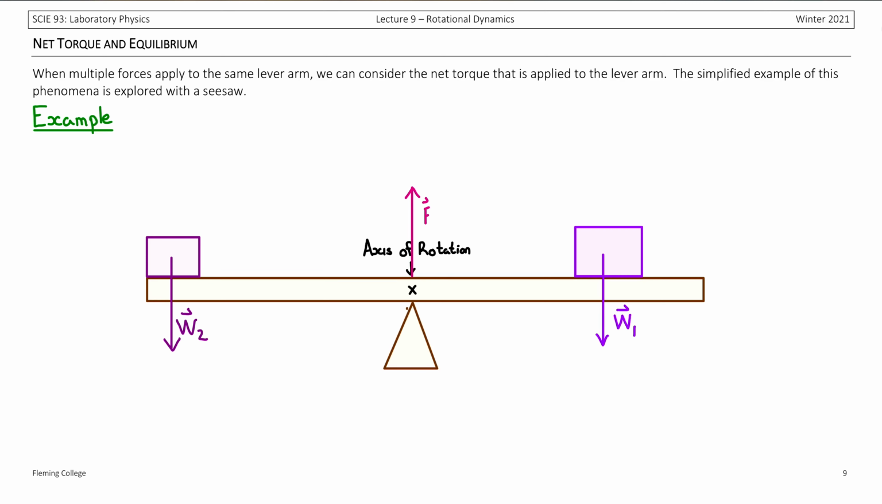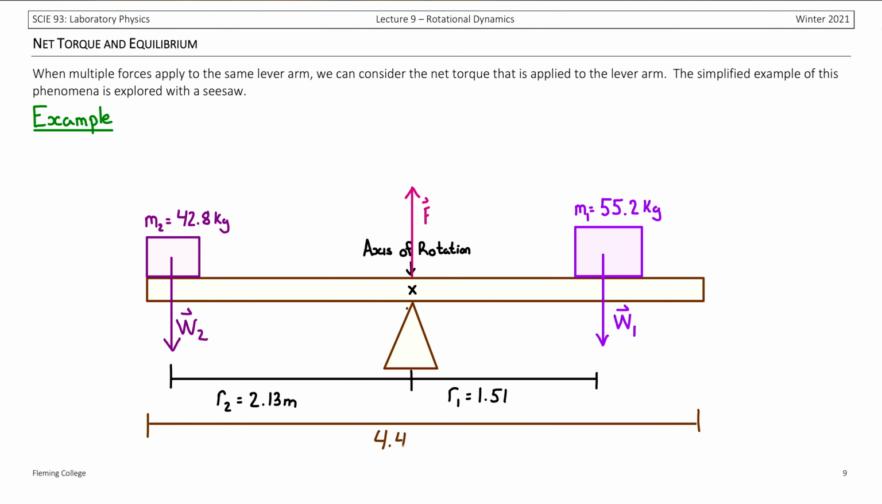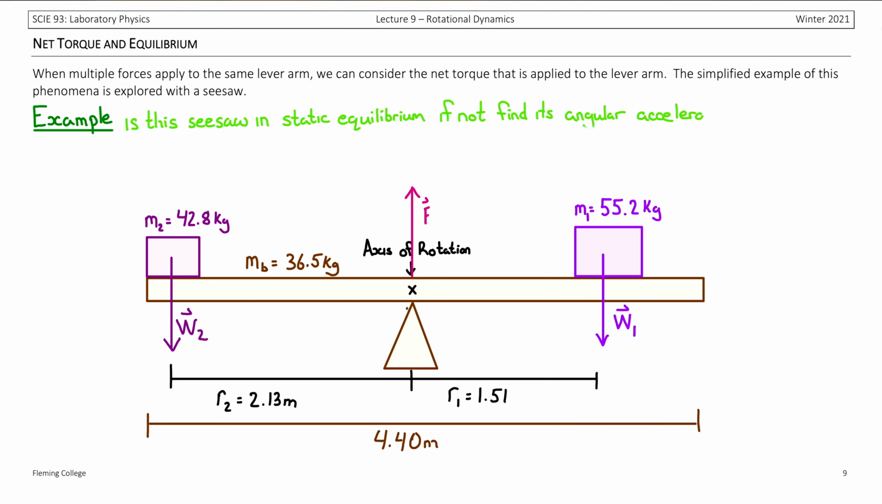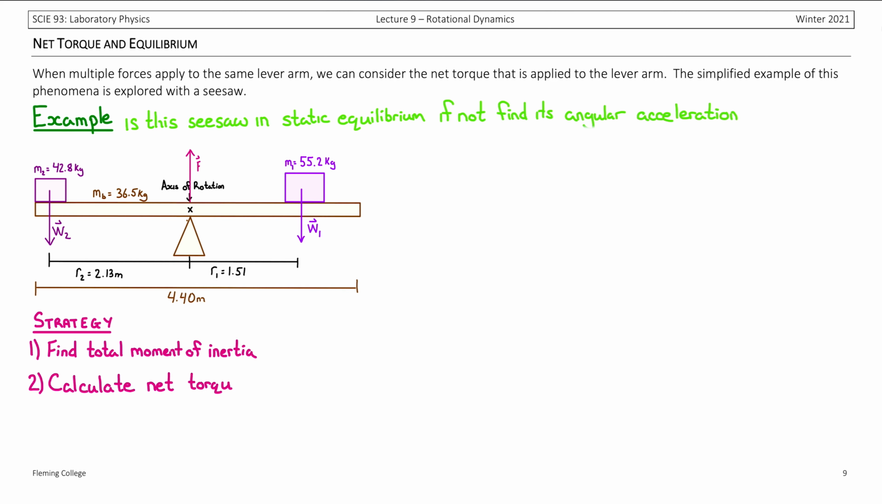For this example, let's take the seesaw we've already drawn and label on some known distances from the axis of rotation. We'll also know the mass of each block, and let's throw in the total length of the beam and the mass of the beam. The question we're trying to answer is: is this seesaw in static equilibrium? And if not, find its angular acceleration. Let's move our sketch out of the way. Our strategy here will be to find the total moment of inertia, then calculate the net torque, and using those two values and Newton's second law, calculate the angular acceleration.